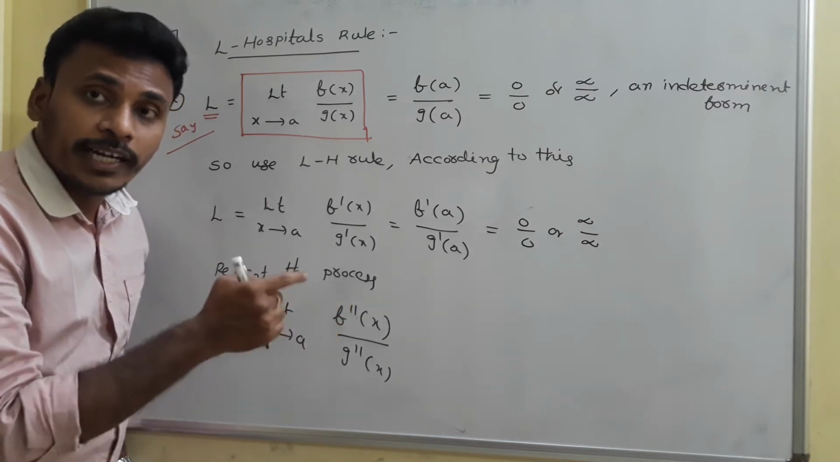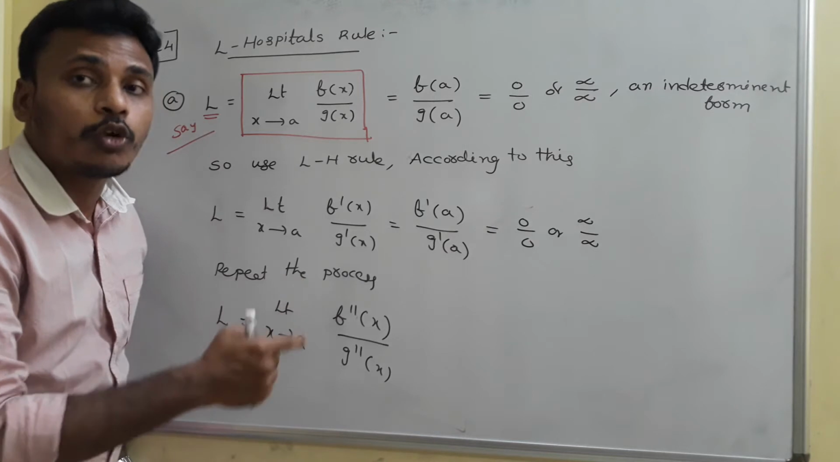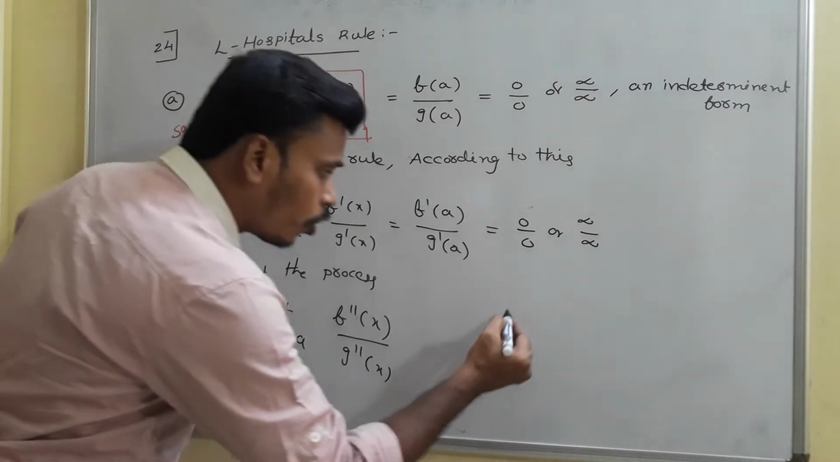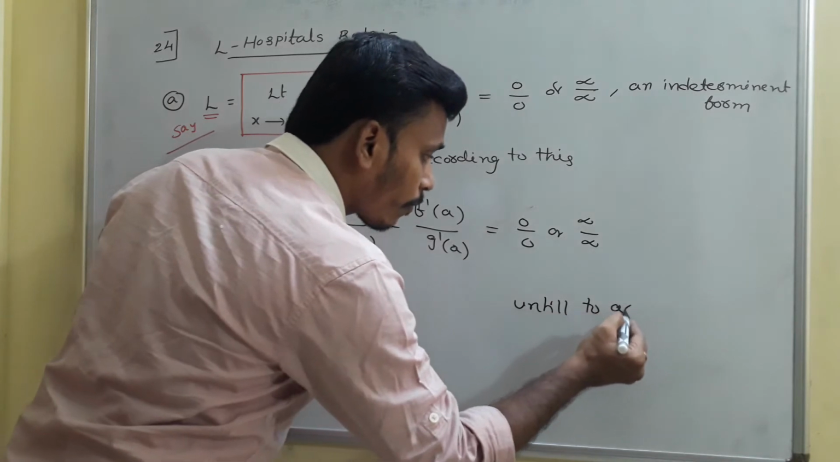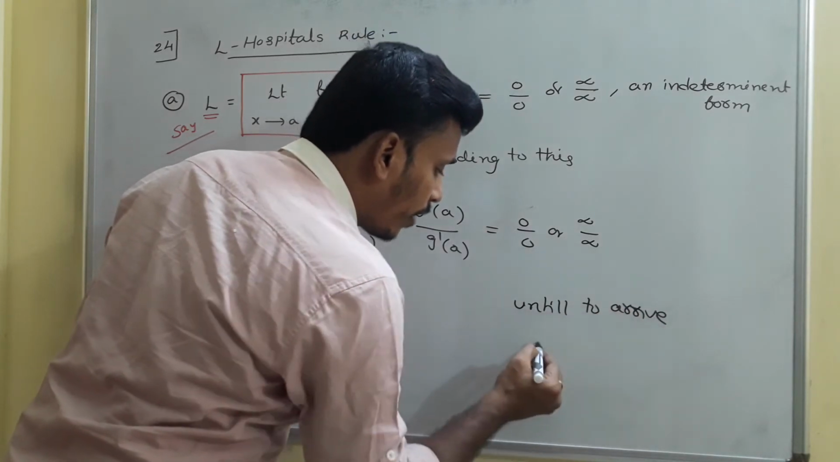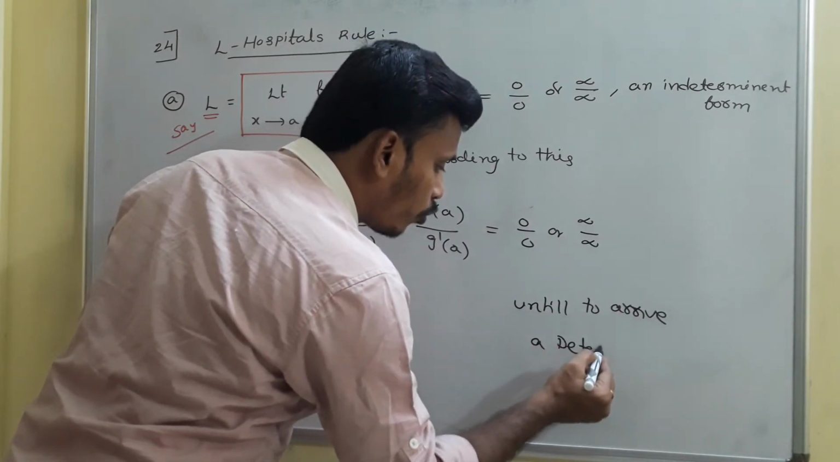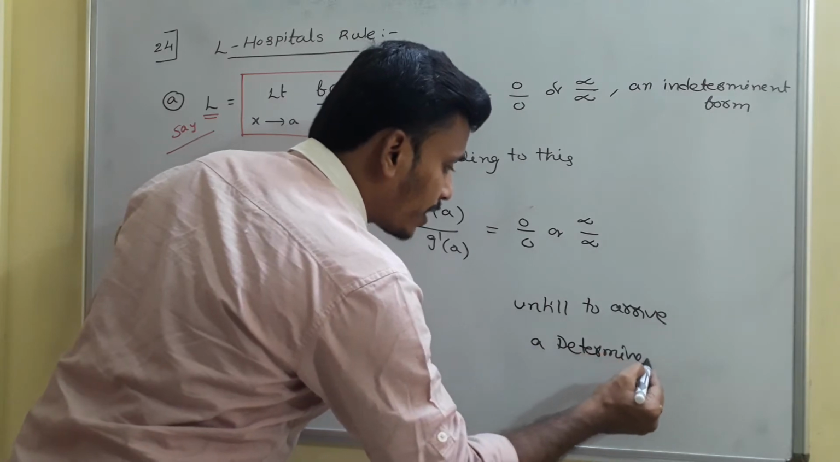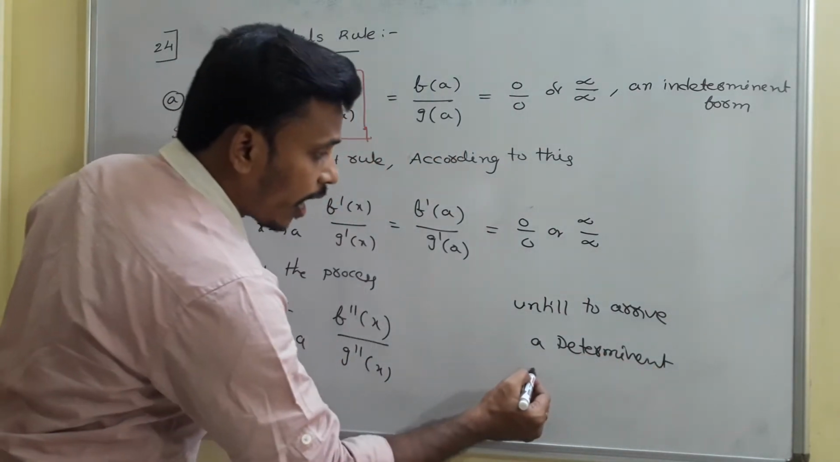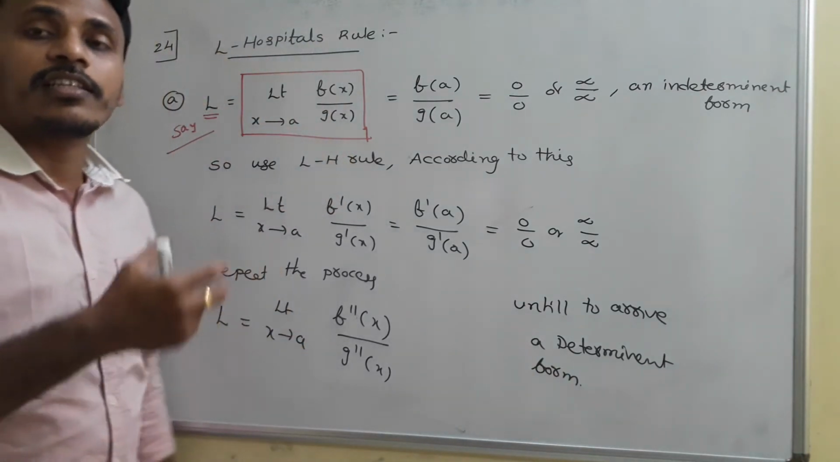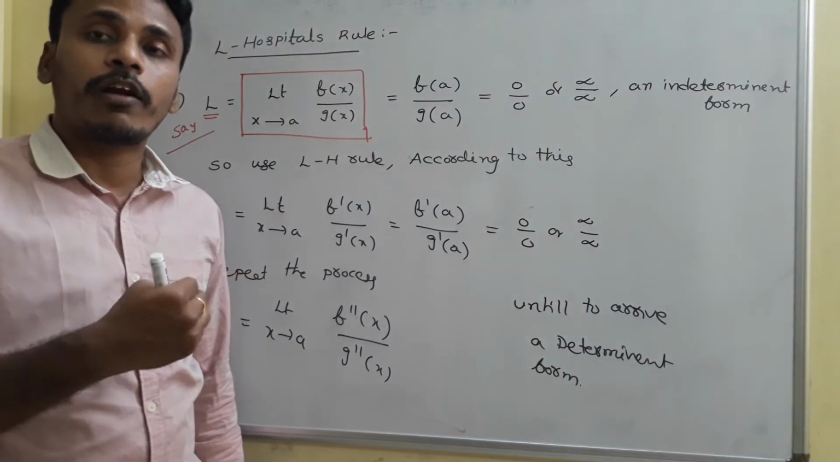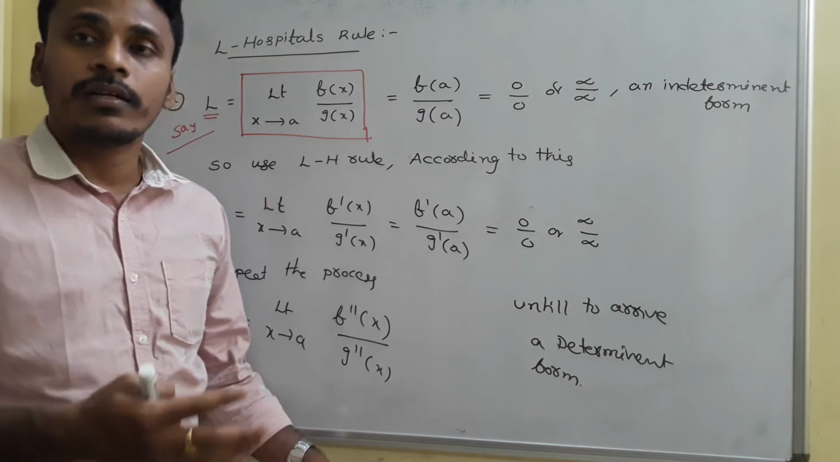If you observe an indeterminate form, you need to repeat the process. Repeat until you arrive at a determinate form. We need to consider the derivatives repeatedly until we arrive at a determinate form. Once you get a determinate form, that is directly our limit value.